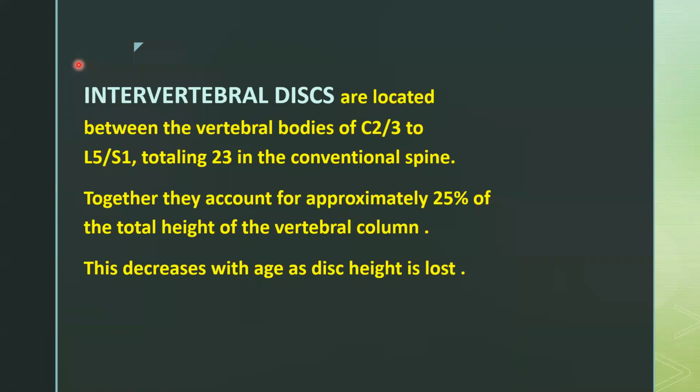Intervertebral discs are located between the vertebral bodies of C2-3 to L5-S1, totaling 23 in the conventional spine.